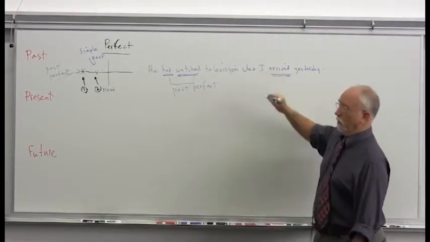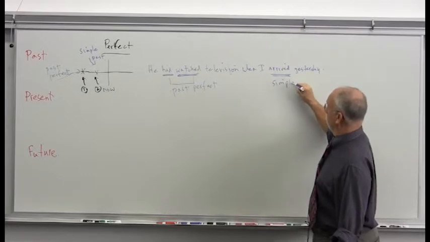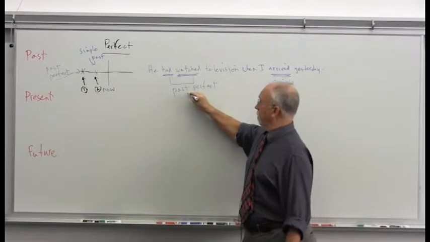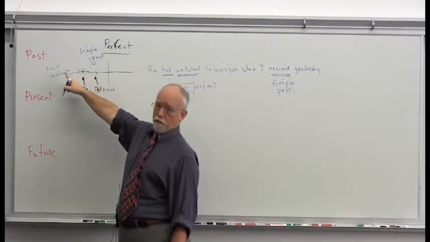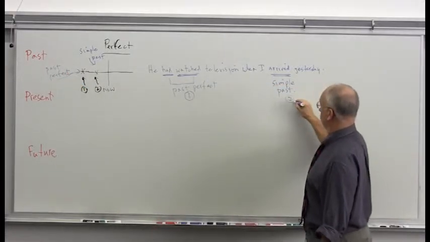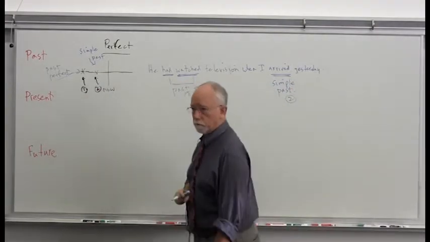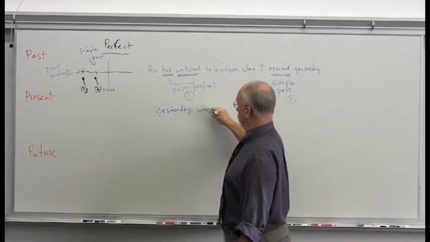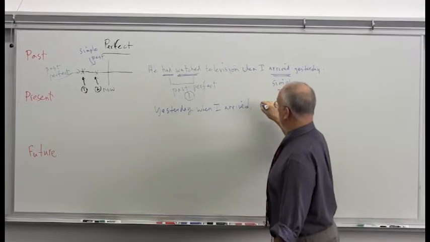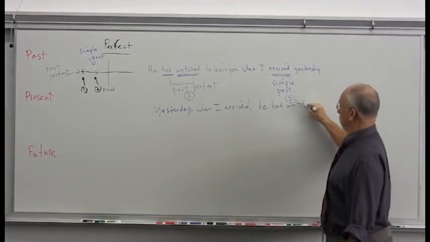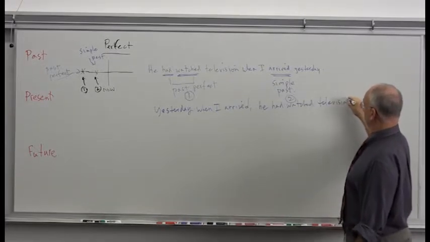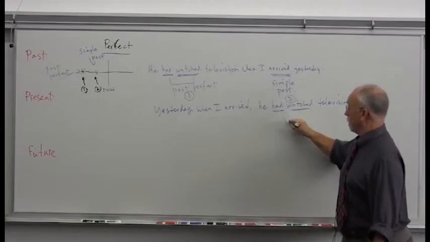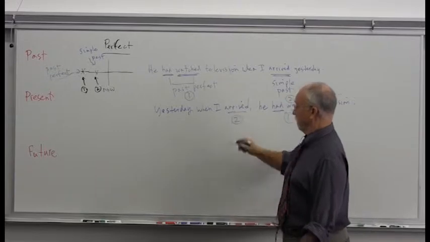Here we have the simple past. Because of these two different verb tenses, I know that this happened first because it's using the past perfect, and I know that this happened second because it's using the simple past. These could be reversed. Yesterday, when I arrived, he had watched television. Once again, had watched tells us that this is the first action. Arrived tells us that this is the second action.